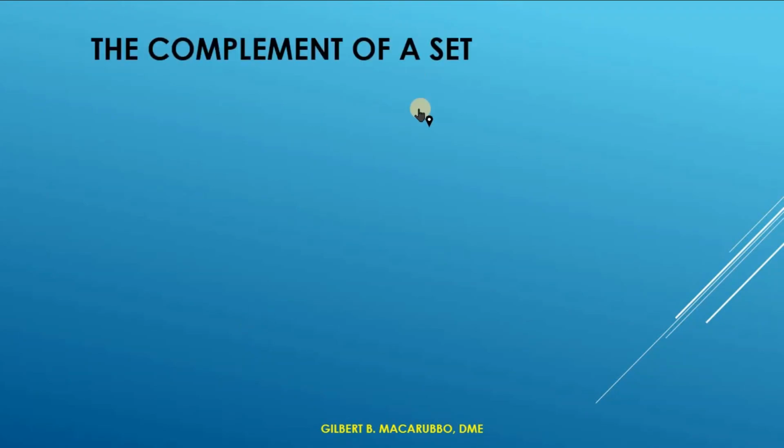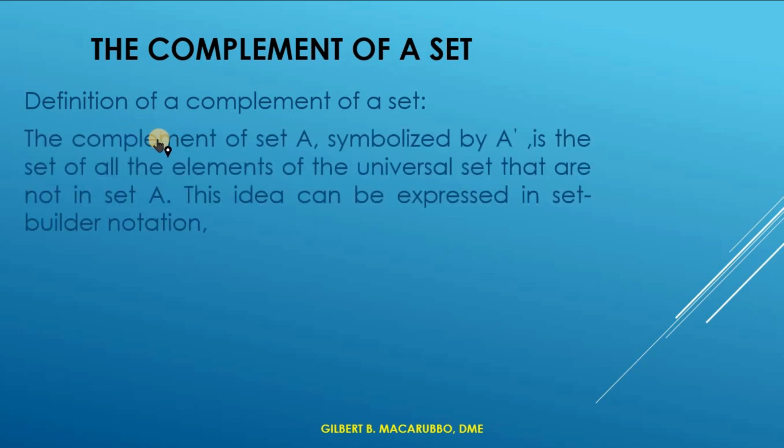Next, the complement of a set. Definition of a complement of set. So, the complement of a set A symbolized by A prime is the set of all elements of the universal set that are not in set A. This idea can be expressed in set builder notation. So, the set of all x such that x is a set that are not in set A.